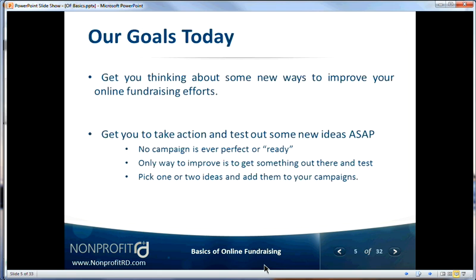So our goals today, and my goals whenever I am doing a presentation or a webinar, is to just get you thinking about some new ways to improve your online fundraising efforts. I always say that experts sometimes act like they have all the answers, but they really don't. As an expert or as a consultant, we might have some ideas of what should work, or some best practices or things that have worked with other clients, but it's not always going to work for your organization.